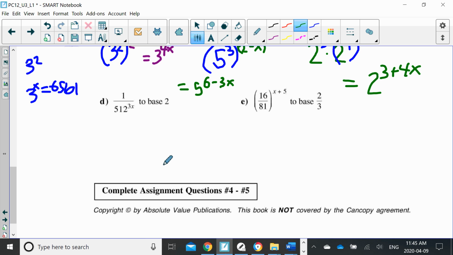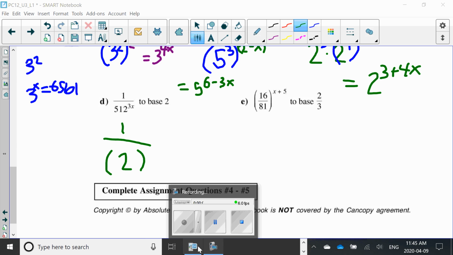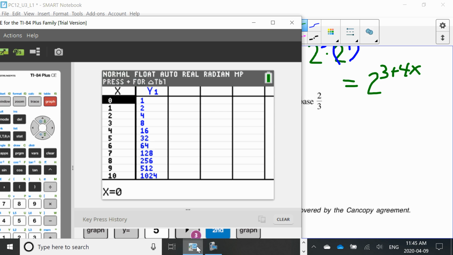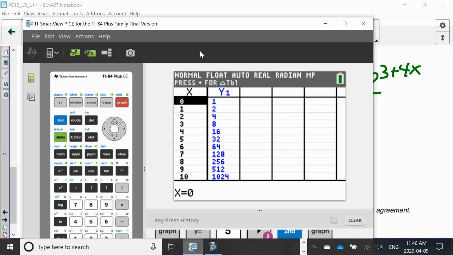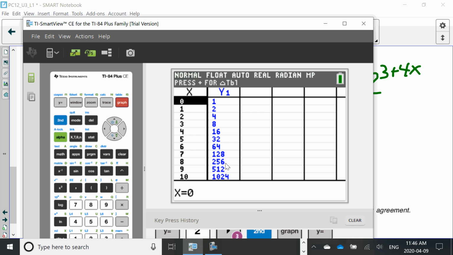Okay, let's do this one. 1 over 512, and they want 512 rewritten as base 2. No problem. I'm going to do 1 over, and put my base 2 in the bracket. So I'm going to create a bracket, and figure out 2 to the power of what gives me 512. I'm going to go to my calculator. Yep, so 2 to the power, there's 512.